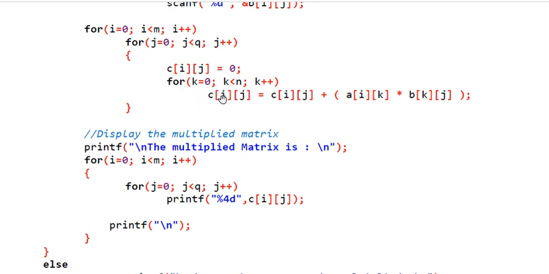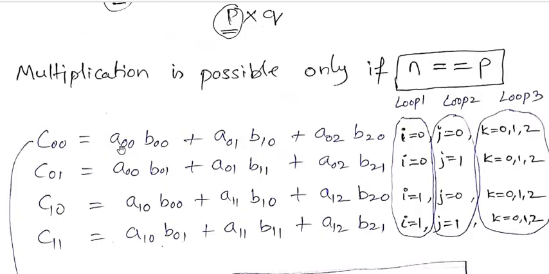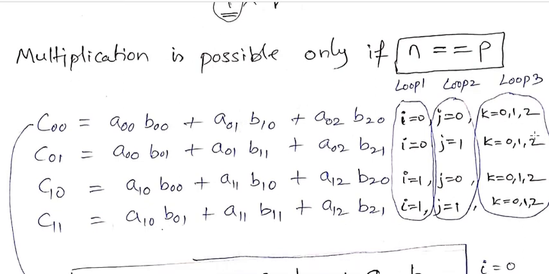At the end of this for loop, what has happened? We calculated the value of C00. So if you see that particular iteration, this complete value is calculated. And how did it start? We have the outer loop where I was 0 and the inner loop j was 0, and in the inner to inner loop, loop number 3, the k value goes from 0 1 2. That is how it happens. So I will show you that diagram.